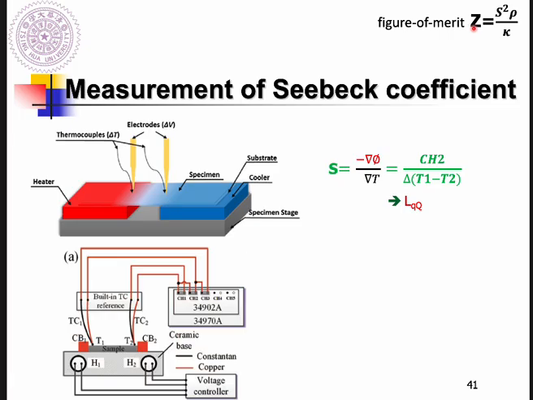So based on this Z, you know that if a material has a higher Seebeck coefficient, higher electrical conductivity, but lower thermal conductivity, that will for sure have the highest Z. And this class of material will be suitable for thermoelectric applications.